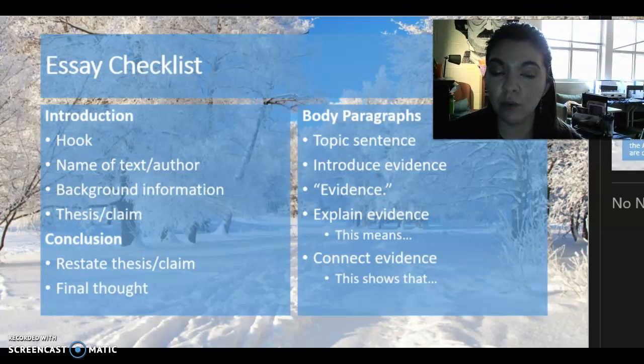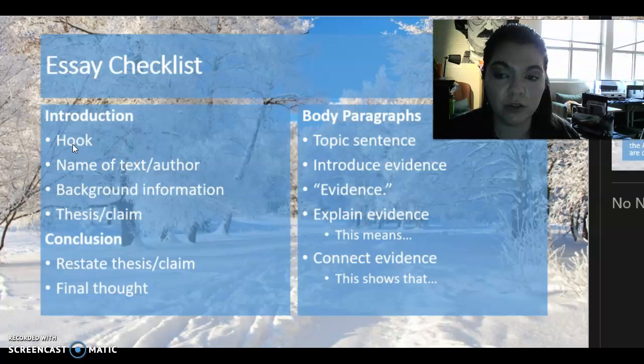First, let's review what each of your paragraphs should look like. Your introduction paragraph should start off with a hook. A hook is simply a sentence that engages your readers in what you're about to talk about. Many people are using quotes. Some people are using a question. Others are using an interesting thing that happened in the text that they're referencing. But regardless, you really want to engage your readers with that very first sentence of your introduction paragraph.